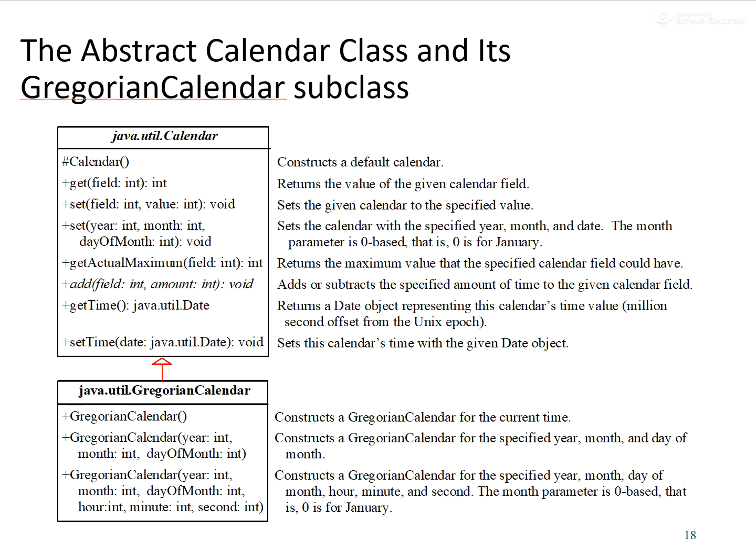So if you take a look at this slide, we have two classes in this UML class diagram. We have an abstract class called calendar, and we know it's abstract because the name of the class appears in italics. It has a couple of get and set methods. It has a get actual maximum. The description of these methods is given to the right of each method. We have an add method, which is interesting. Adds or subtracts the specified amount of time to a given calendar field, and get time returns the date that is stored in the calendar object, and set time.